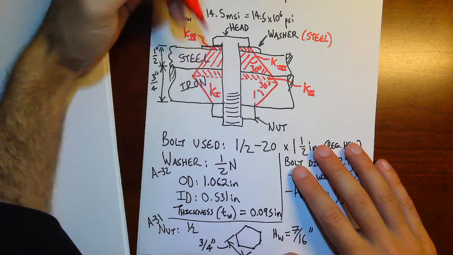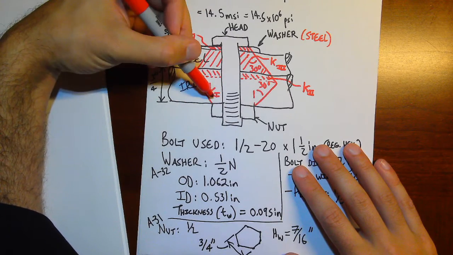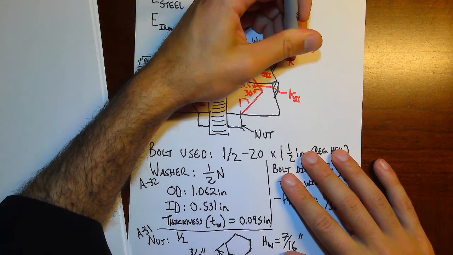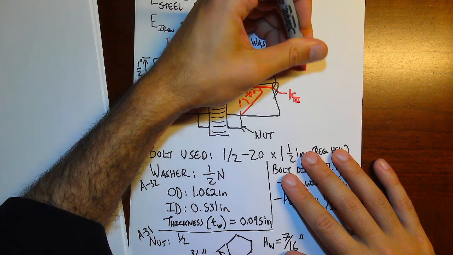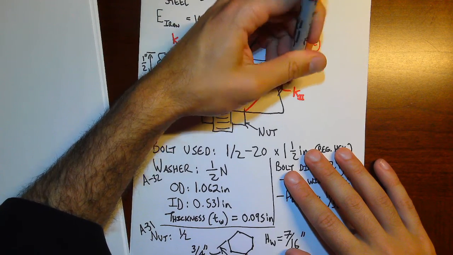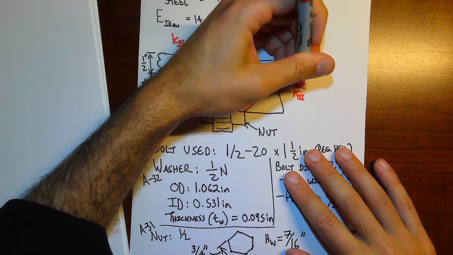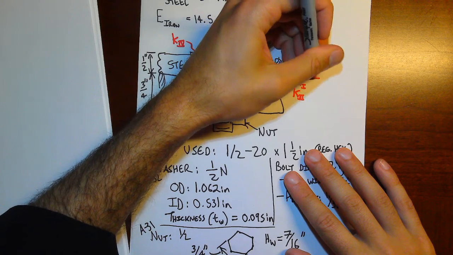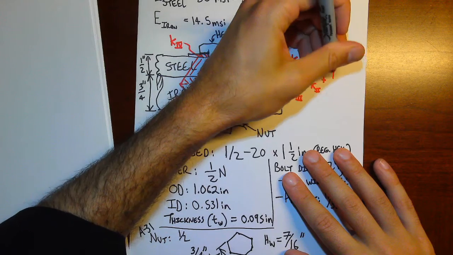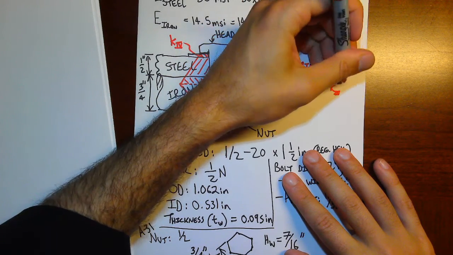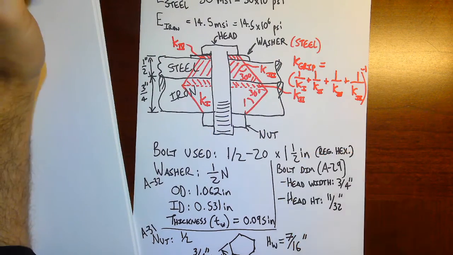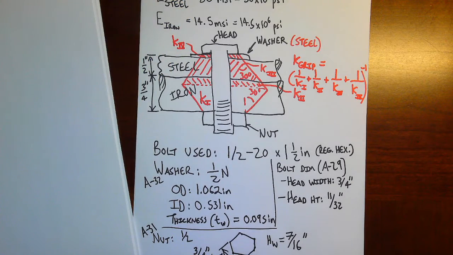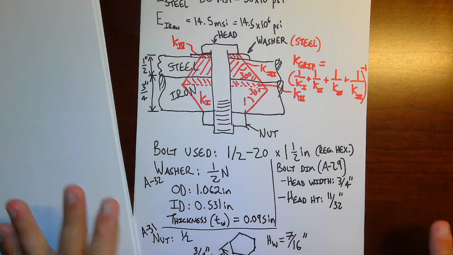Then once we can compute those, these are all springs in series. These are all stiffnesses in series with one another, right? They're lined up. So I can compute the stiffness of the joint, or stiffness of everything that's in the grip, by adding their reciprocals and taking the reciprocal of that. Okay, so that's my game plan. So where do we start?